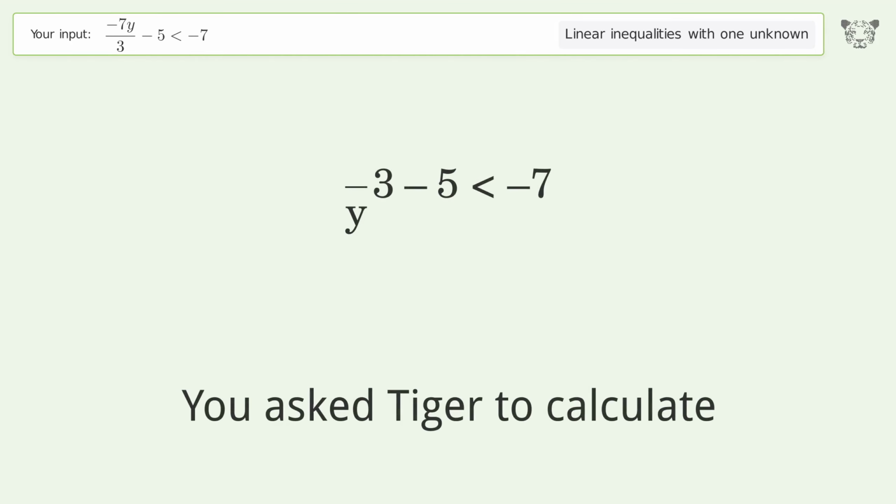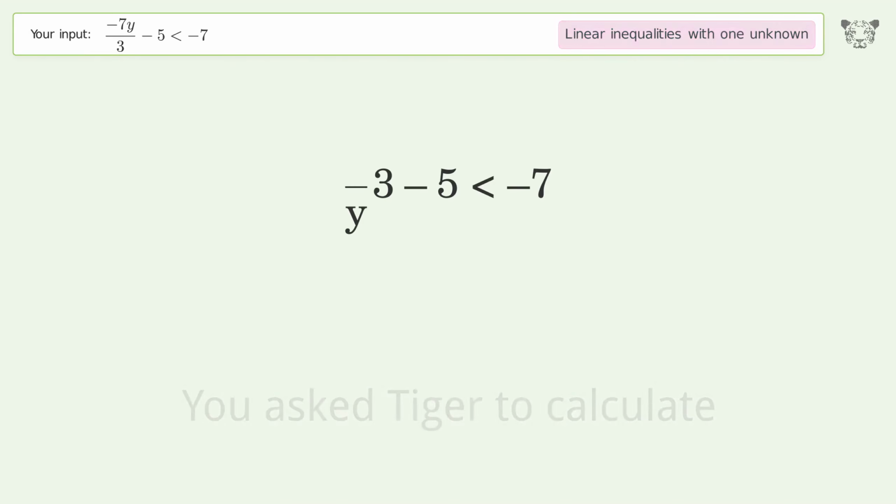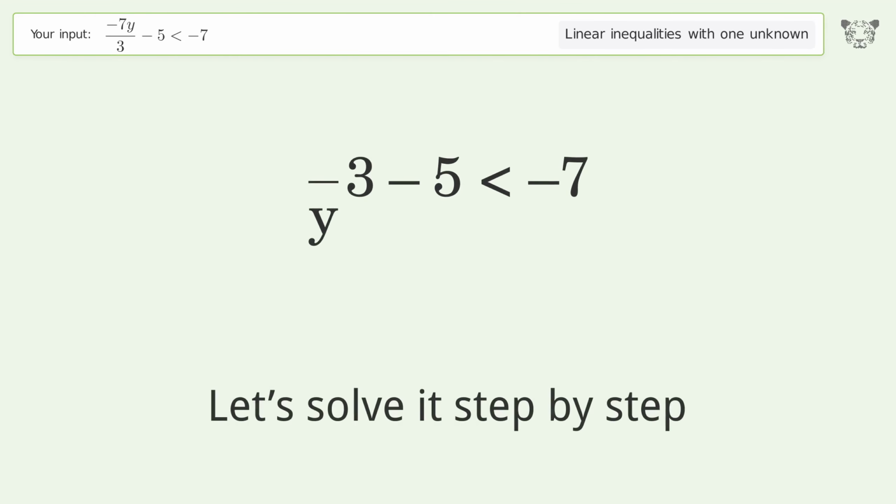You ask Tiger to calculate. This deals with linear inequalities with one unknown. The final result is y greater than 6/7. Let's solve it step by step.